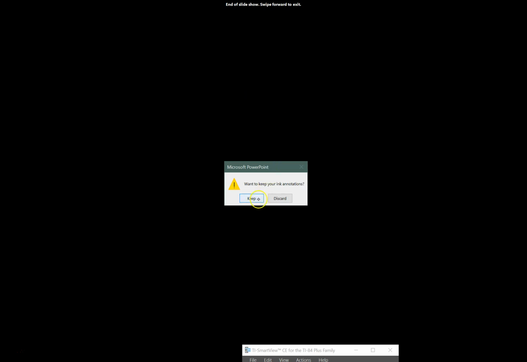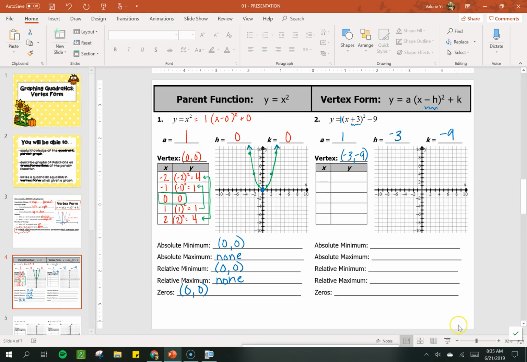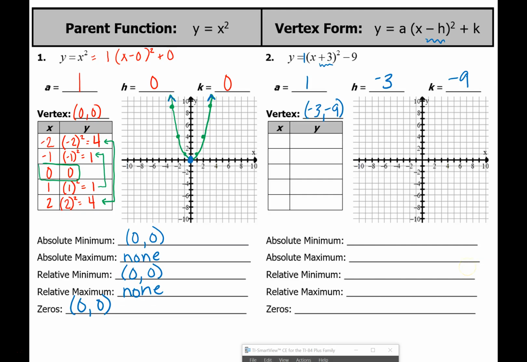Alright, so now let's do our table. We're going to put our vertex in the center, -3, -9, and then I'm going to pick x values that are nearby. So I'm going to pick numbers like -2 and -1, which are bigger than -3, and -4 and -5, which are smaller. So now we're going to do some plugging and chugging.